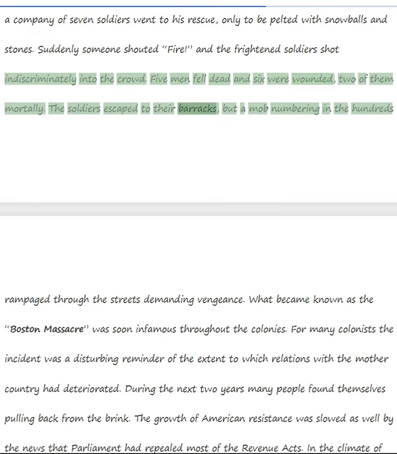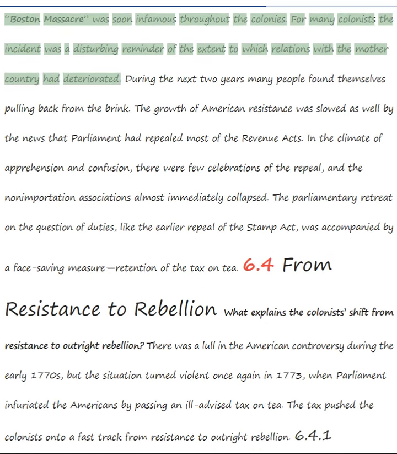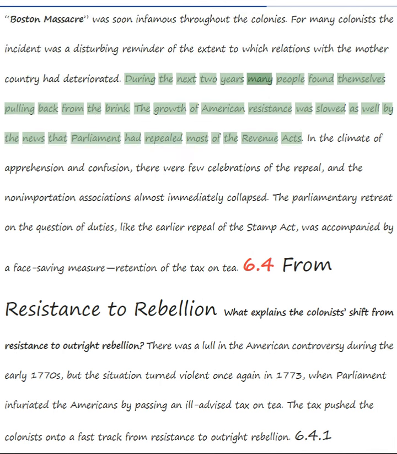The soldiers escaped to their barracks, but a mob numbering in the hundreds rampaged through the streets demanding vengeance. What became known as the Boston Massacre was soon infamous throughout the colonies. For many colonists the incident was a disturbing reminder of the extent to which relations with the mother country had deteriorated. During the next 2 years many people found themselves pulling back from the brink.